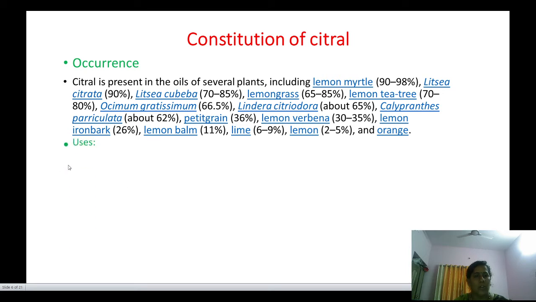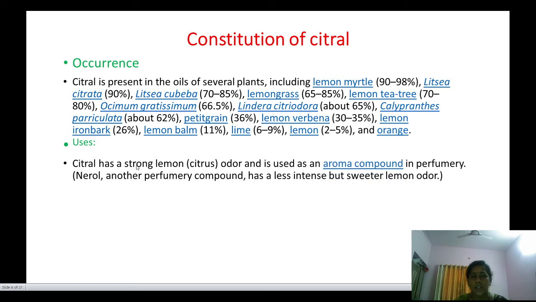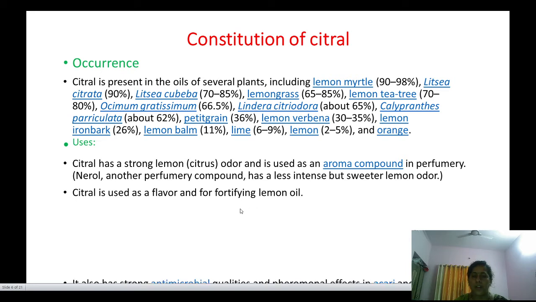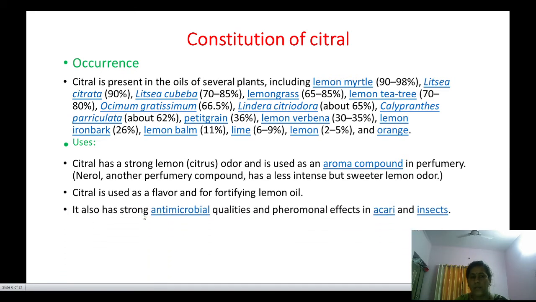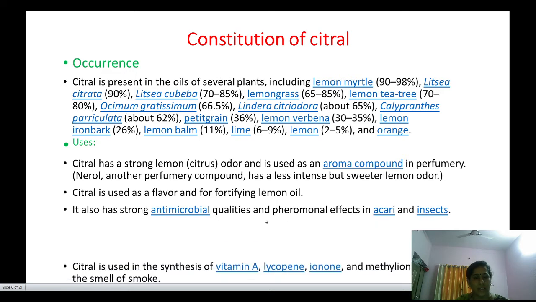Now, we are going to see its uses. What are the uses of citral? First, citral has a strong lemon odor and it is used as an aroma compound in perfumery. Neral, another perfumery compound, has a less intense but sweeter lemon odor. Citral is used as a flavor and for fortifying lemon oil. It also has antimicrobial qualities and pheromonal effects in acari and insects.